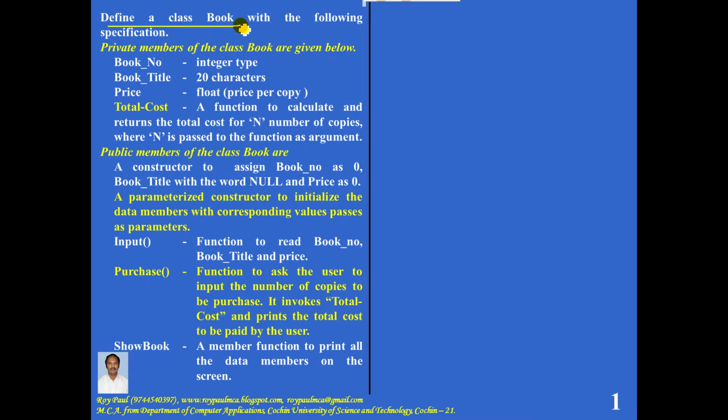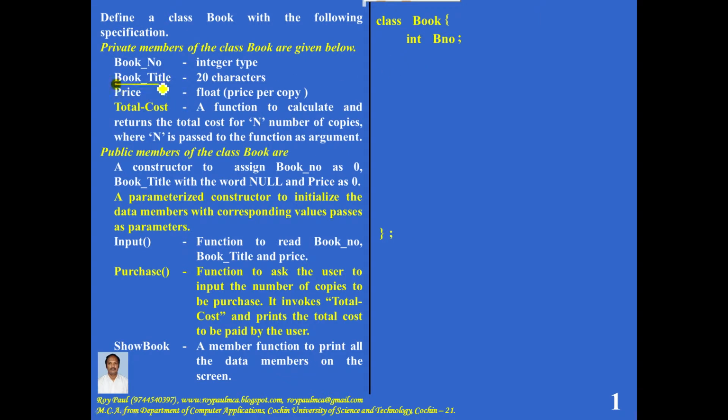Define a class Book. You can write the first line of code: the keyword class followed by the name of the class, opening curly bracket, closing curly bracket, semicolon, with the following specification. Private members. If you don't write any access specifier name, by default it is private. Book number, integer type. So int followed by variable name, BNO for book number.